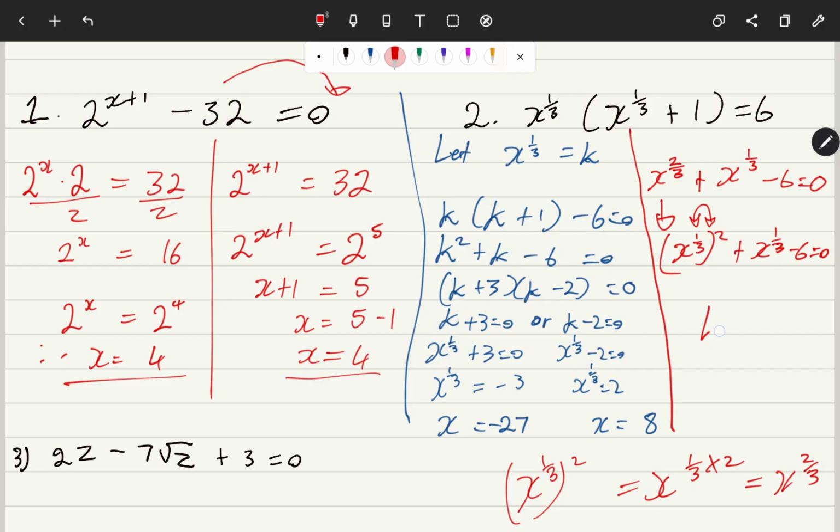And then from here you can say let k be x to the power of 1 over 3. From there you're just going to do exactly what we did on the left hand side, and you get to the same answer we had, right? Cool. If you don't understand, just go back, rewatch the video, rewatch the solution.